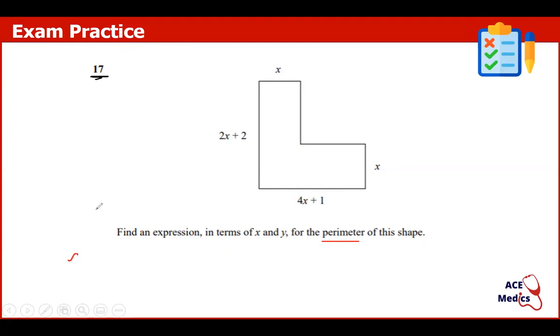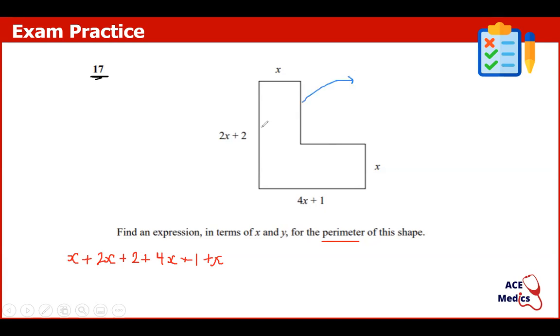Yeah, nice, Lily. x plus 2x plus 2 plus 4x plus 1. Can you see I'm going around the outside? Plus x. Now we need to know what this side is and what this side is, don't we? Because we need to add those on to be able to get the perimeter. So let's look at this side first.